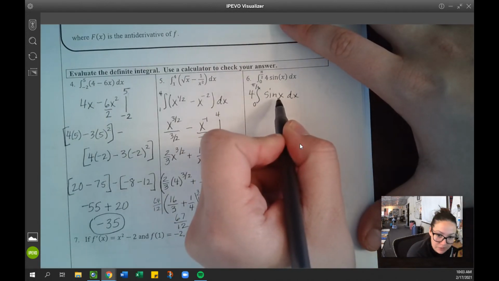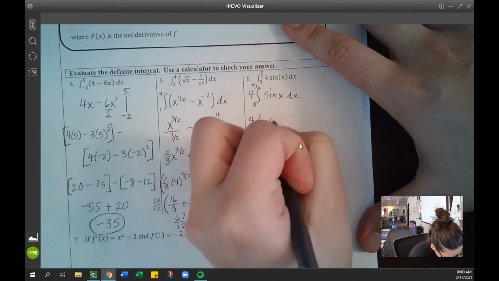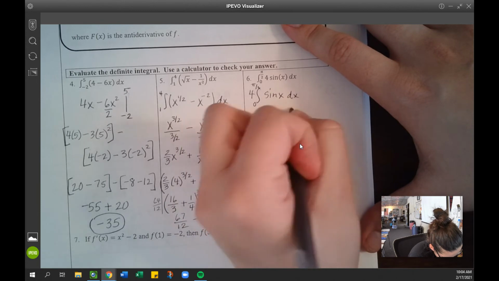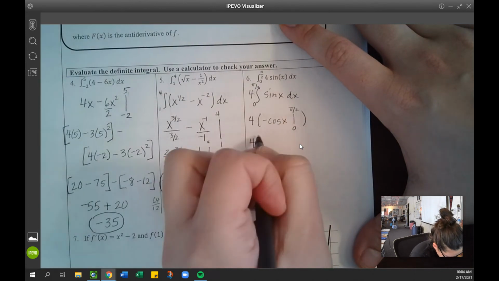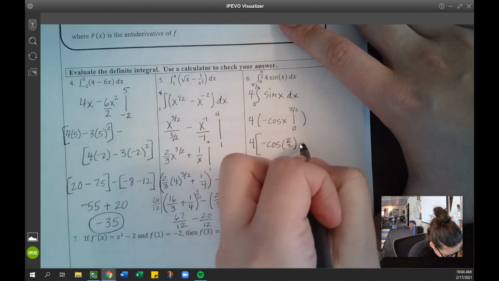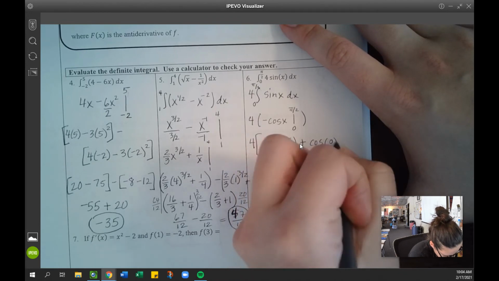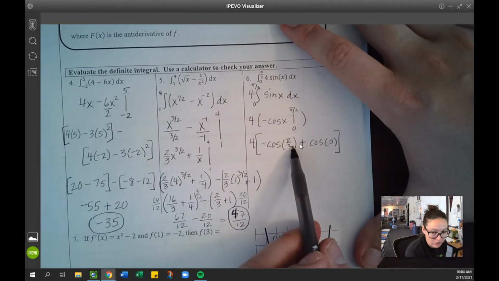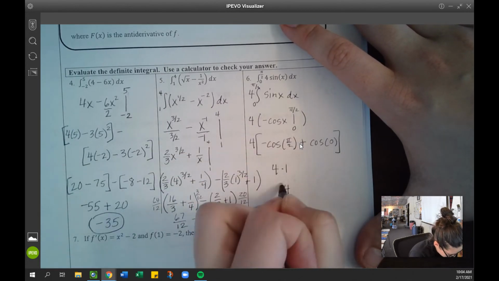Now, we talked about the antiderivative of sine is negative cosine. So I'm going to have 4 times negative cosine evaluated from 0 to pi over 2. So I'm going to have 4 times negative cosine of pi over 2 minus negative cosine, so plus cosine of 0. Okay, cosine of pi over 2 is 0. Cosine of 0 is 1. So we have 4 times 1, which is 4.